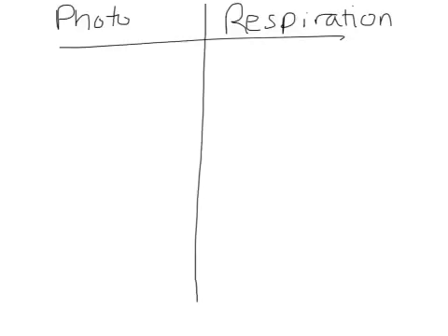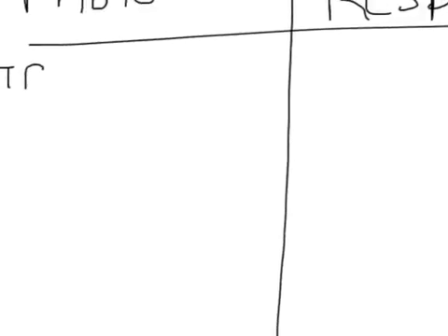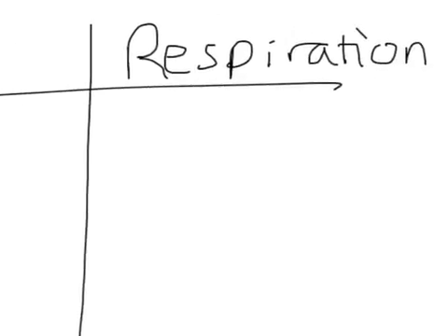Alright. So, first thing to discuss is ATP. Do they produce ATP? We figured that photosynthesis actually does. So, yes. And same goes for respiration. Yes. Though there are about 36.